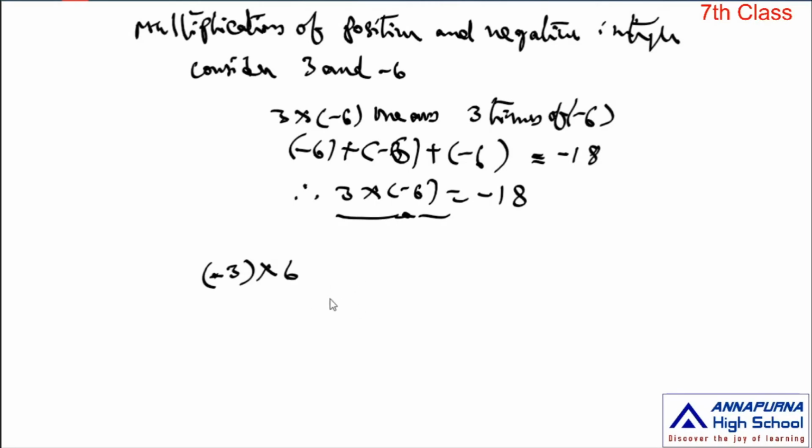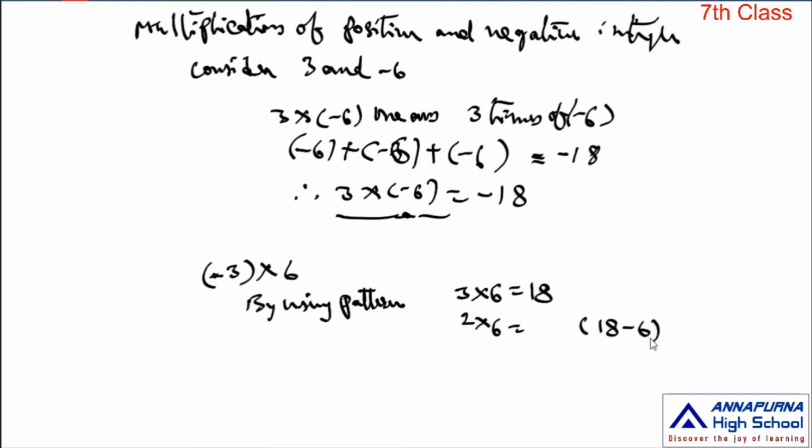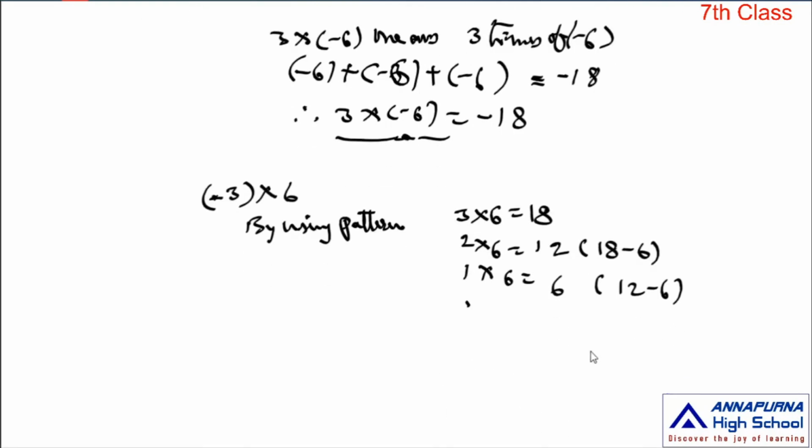Therefore we can do this one by using a pattern. What is the product of 3 and 6? 3 sixes are 18. Now reduce by 1. 2 sixes are how much? This 18 is reduced by 6. So 18 minus 6 is equal to 12. Now 1 six: again this 12 is reduced by 6, which is equal to 6. Now 1 minus 1 is equal to 0.